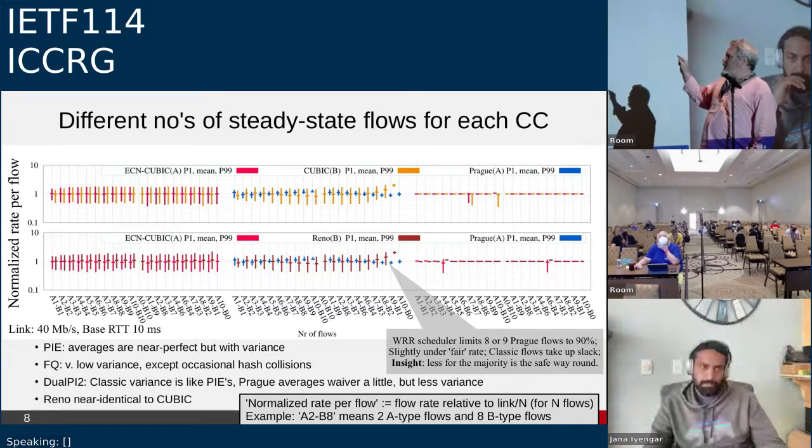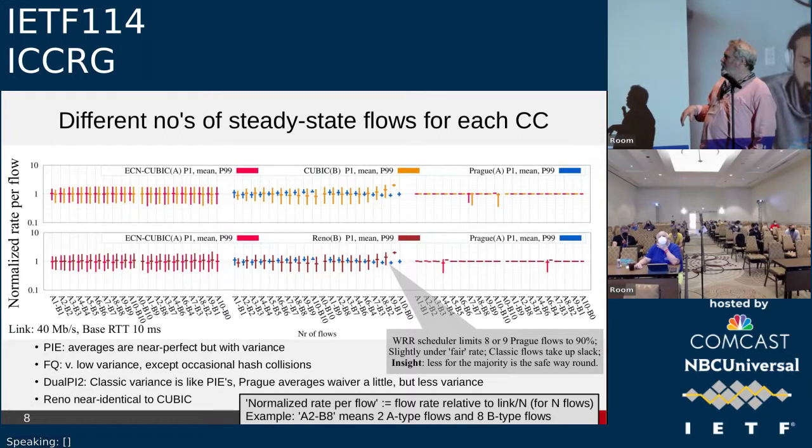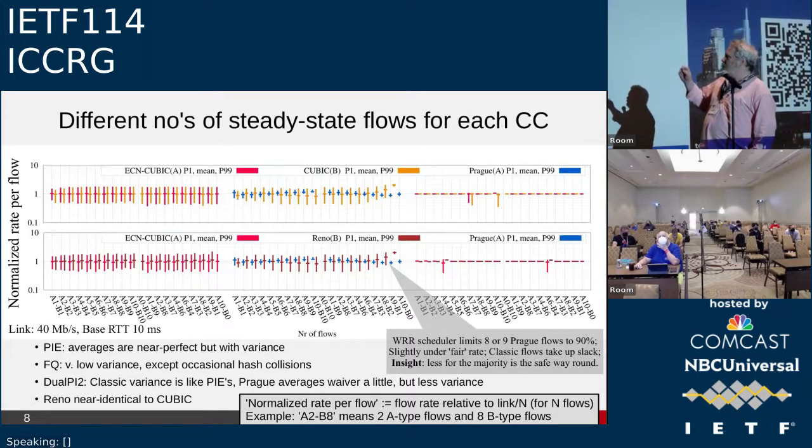And you can see that FQ-CoDel is pretty spot on 1 all the time, with very little variance, if none, apart from the odd bump, which are in fact hash collisions, given we did a lot of tests on this. And on the left-hand column, you can see that PI is similarly, the mean is sitting at 1, but the variance is greater.